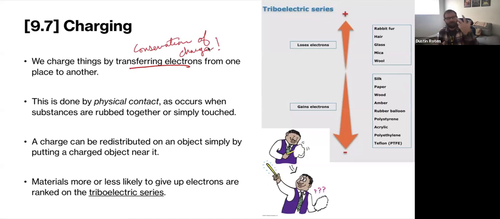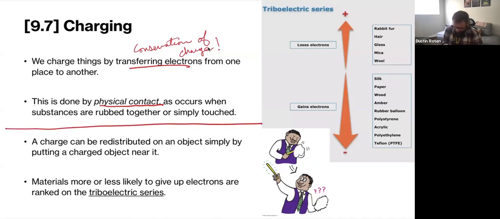Now, when we do this through physical contact, like a balloon on your hair, this is called charging by contact. Again, not a very fancy name. But when you do it by physical contact, you essentially redistribute charges on an object. So I'm going to draw this here. We can do this through physical contact, which is charging by contact.